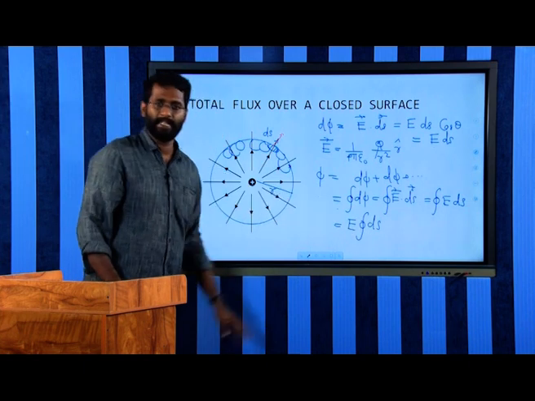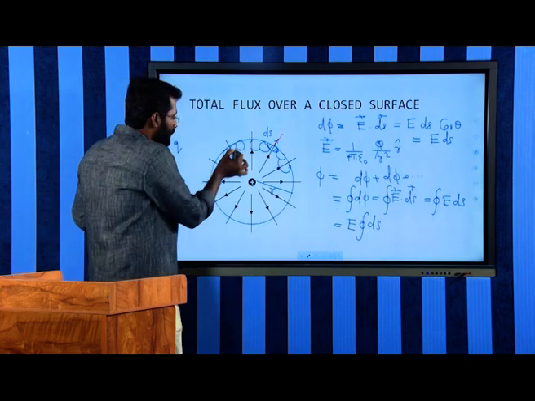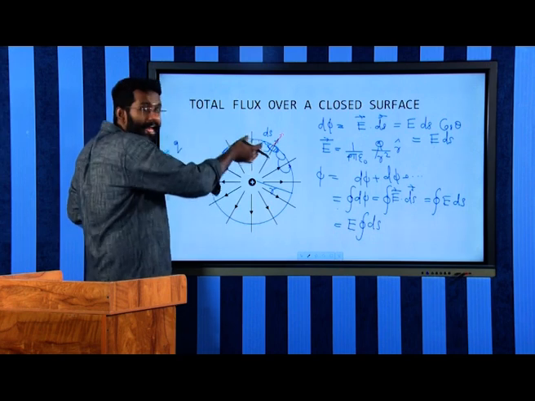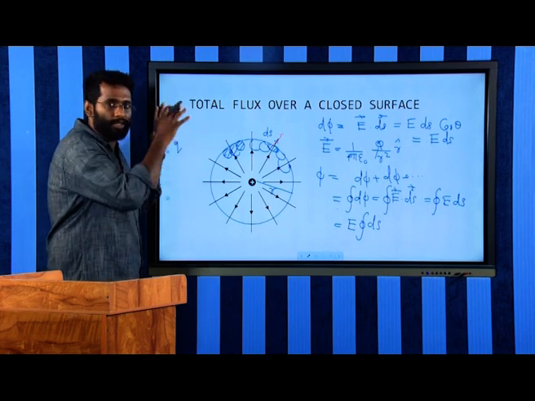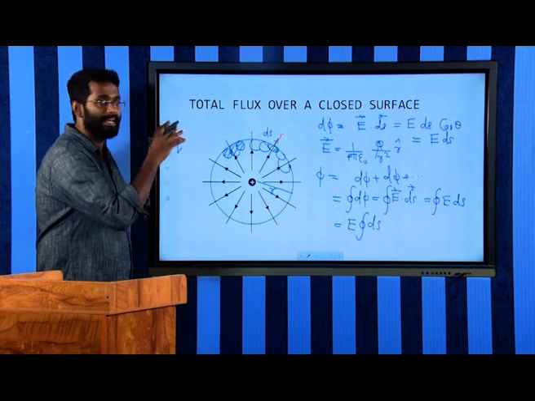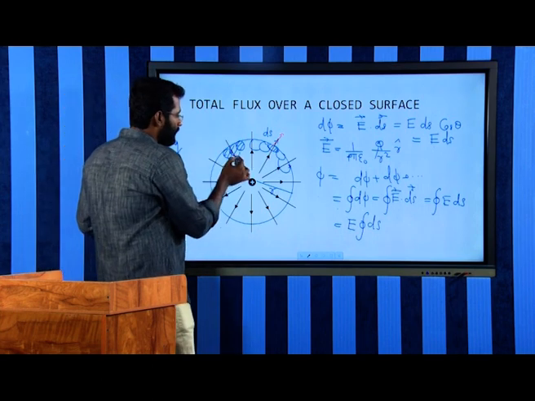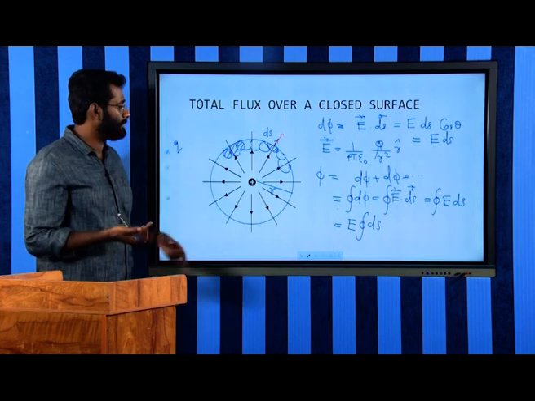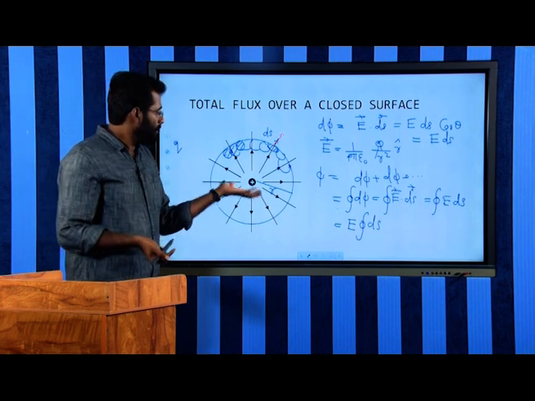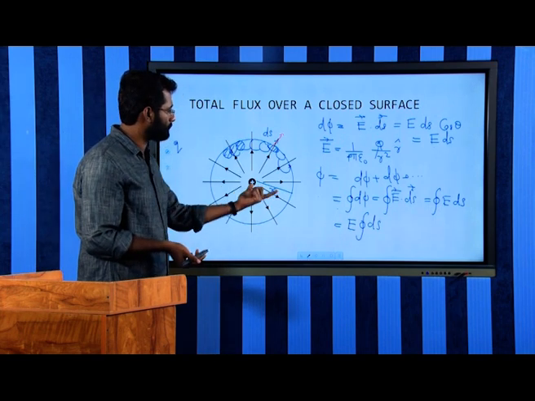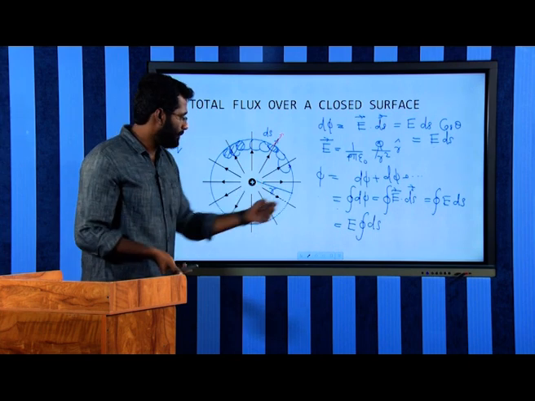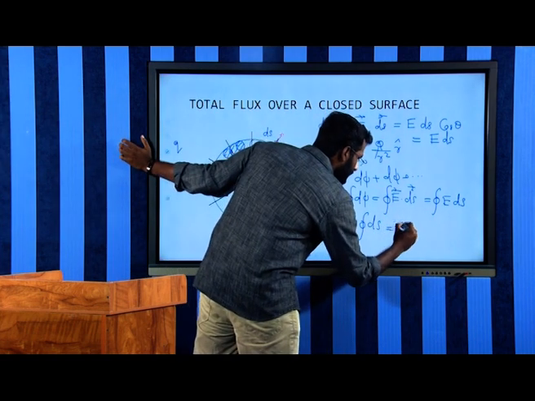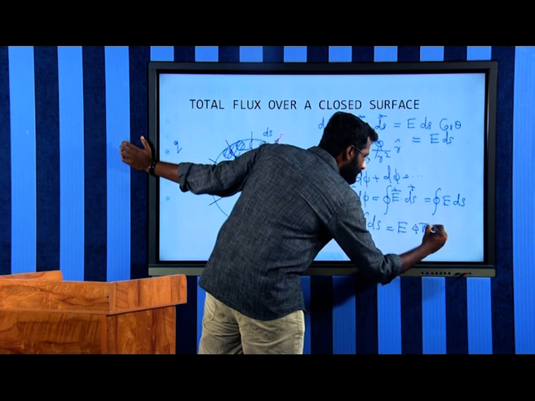Now what is this integral ds? The closed integral ds means you are taking a small area here plus another area here, another area here, and you are summing up the total surface area. We are finding the total surface area of a sphere. When we take all such elements, you get the total area of a sphere, and the radius of this sphere is considered as r. Then the total area of a sphere will be 4 pi r square. So I can write it as E into 4 pi r square.